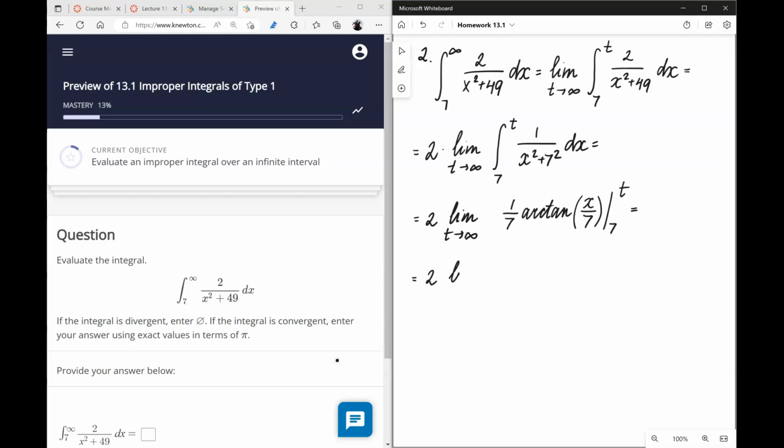So we can take the 1/7 out of the limit, and plugging in the limits of integration, we get arctan of t over 7 minus arctan of 7 over 7, which is arctan of 1, which is pi over 4.